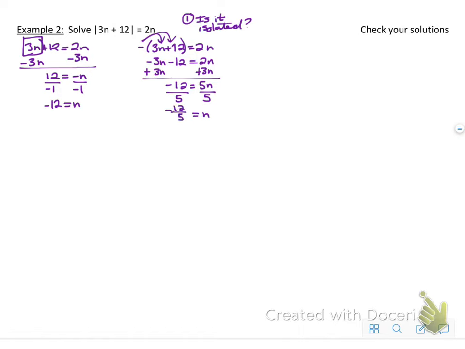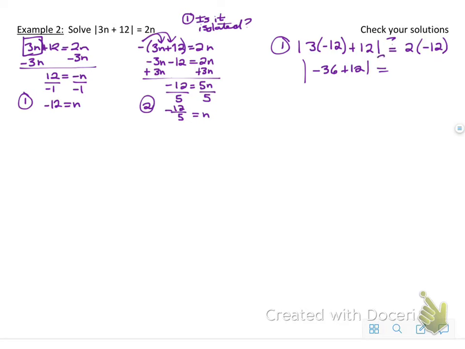Now, we have to try both of these. We definitely do. So we have the 1 version and the 2 version, and we're going to plug them in, see if we have any extraneous solutions. When I plug it in, once again, I'm just plugging it into my original function. So we have 3 times negative 12 plus 12. And we're trying to see if that equals 2 times negative 12. Well, we know that 3 times negative 12 is negative 36 plus 12. And if you don't know that, make sure you're using a calculator. We're trying to see if that equals negative 24.